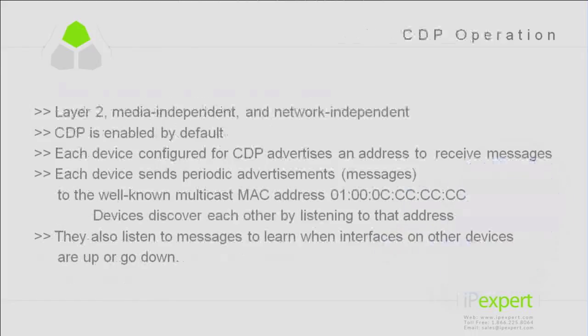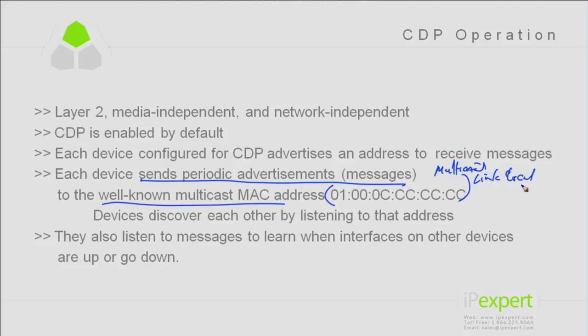Now, how does CDP operate? Well, remember, I mentioned that we have a multicast address. That well-known multicast address is going to be this value right here, 01-00-0C-CC-CC-CC. What's going to happen at this particular juncture is that we're going to start sending periodic advertisements to this particular multicast address. And again, this is a multicast link local address, so these are never going to be forwarded. Now, the main thing we have to recognize is that we have a hello time and we have an expiration time.